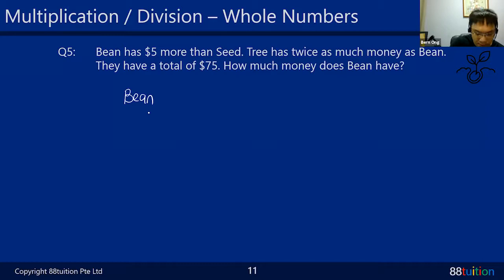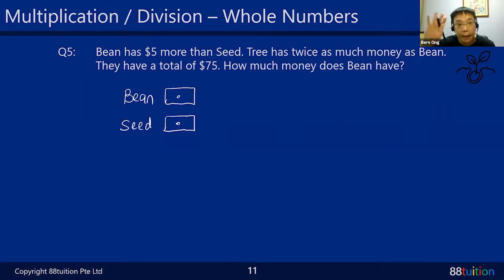All right, so you draw this is a unit, and this is a unit. But if you draw like that, it means that they are the same. Oh, yeah. Sorry. So Bean must have $5 more than Seed. So I purposely draw another circle and I put the $5 inside. Can you see now? My white color units are the same size.